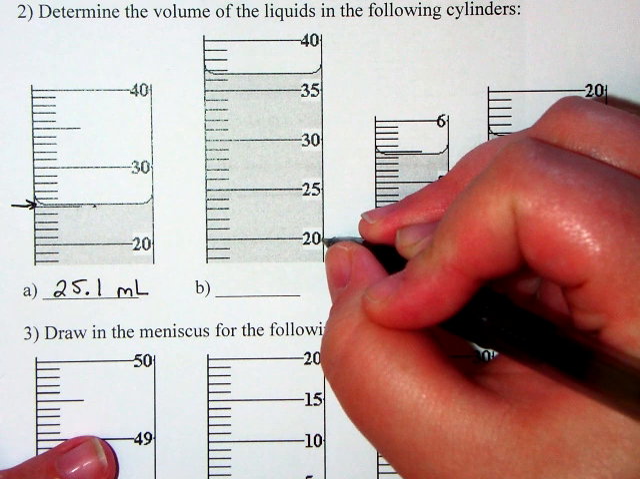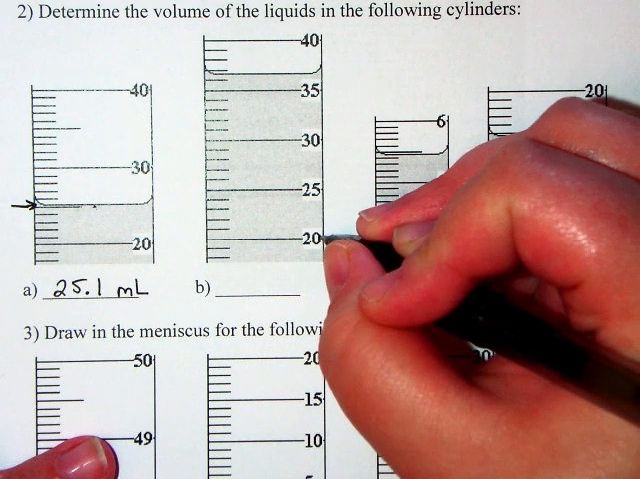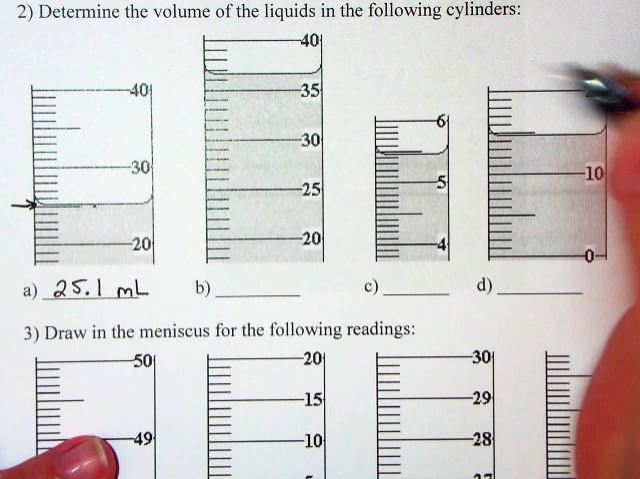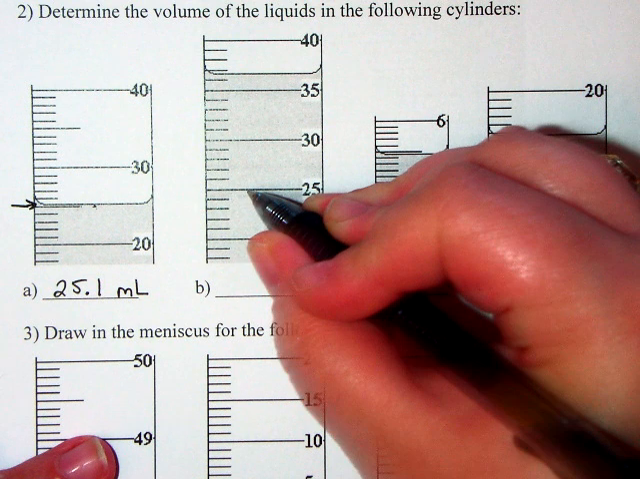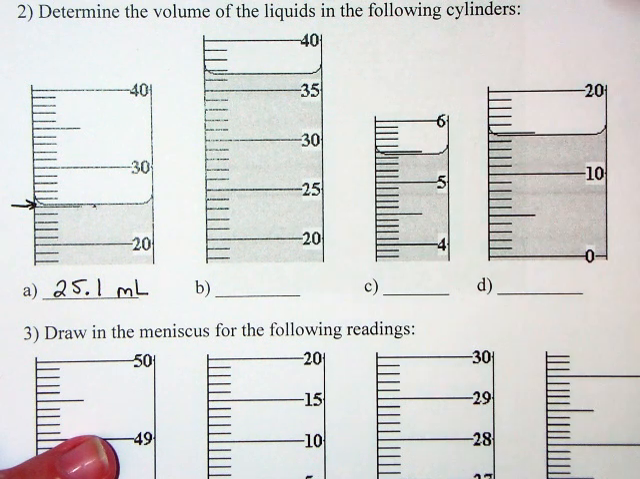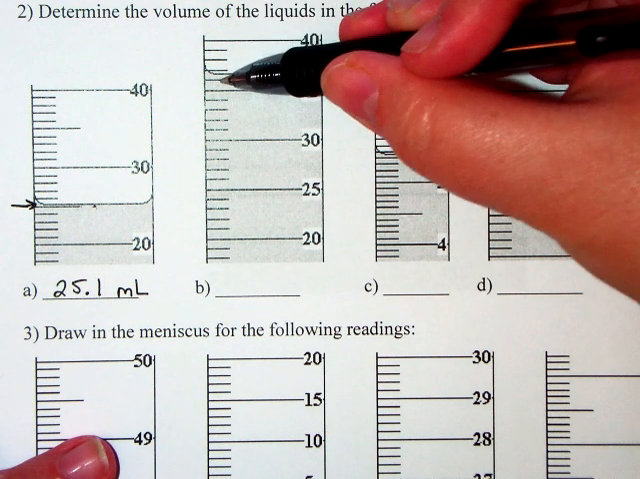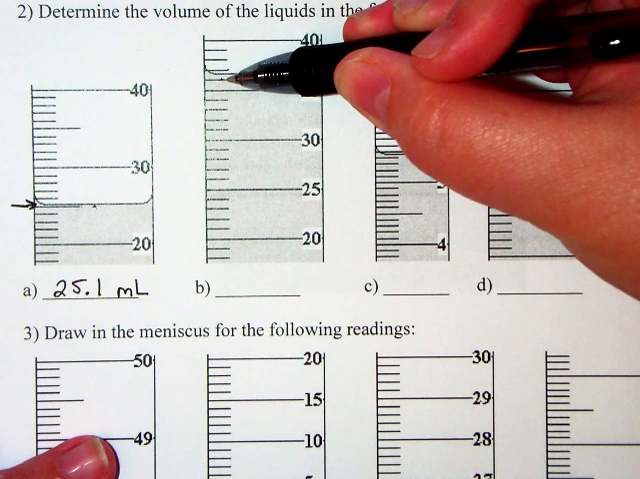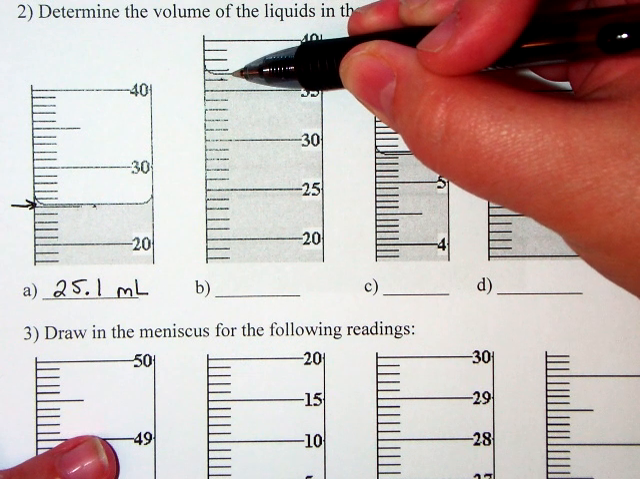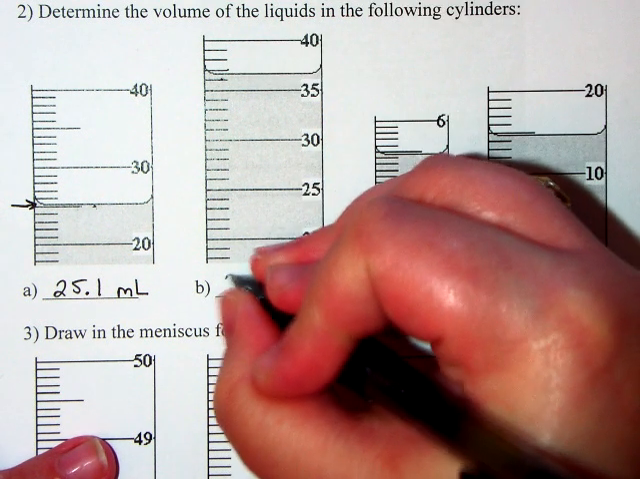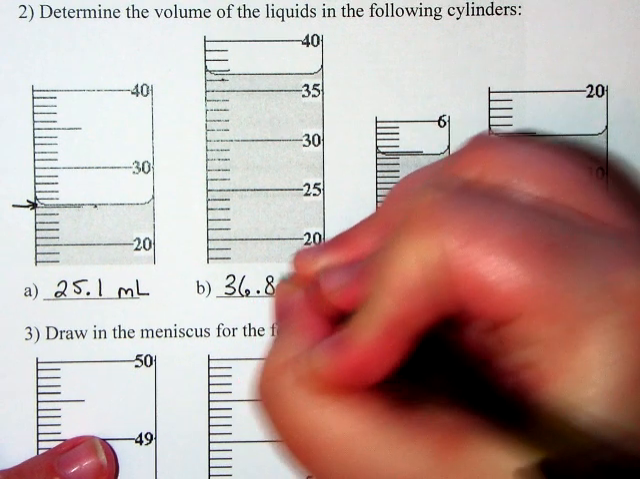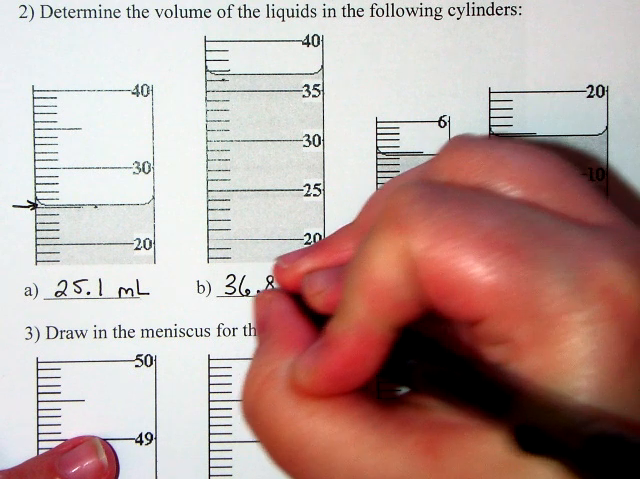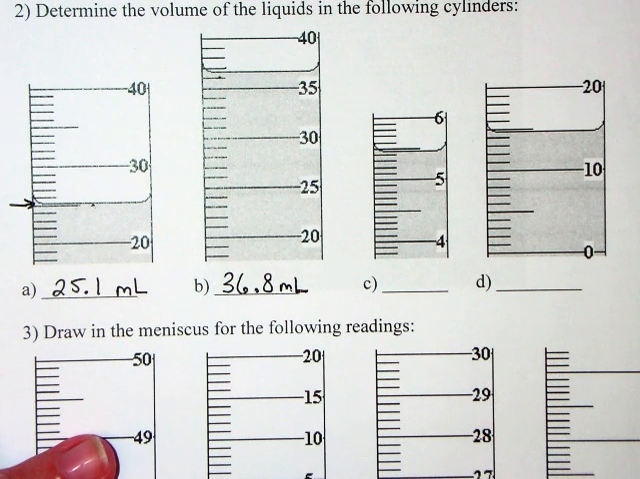This one also counts by ones. You can see 20 and 25, and there's 1, 2, 3, 4 lines in between, so 21, 22, 23, 24, 25. Let's look. We have 35, 36, and it doesn't quite make it to 37. So we're going to say about 36 point, maybe 8. Again, there is a little bit of guesswork involved in this. It could be 36.9 as well. That is up to your best judgment.